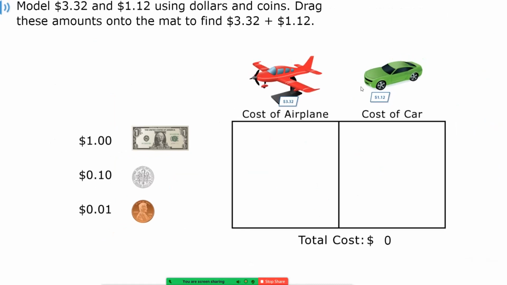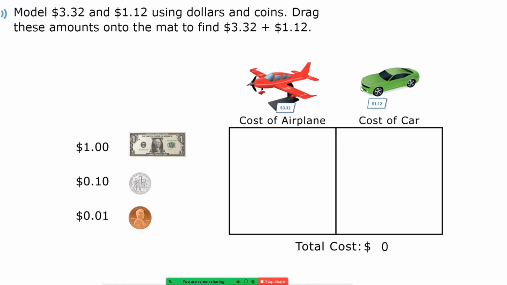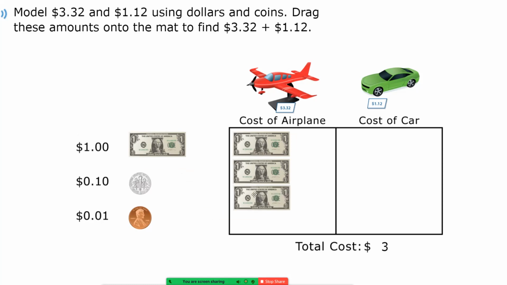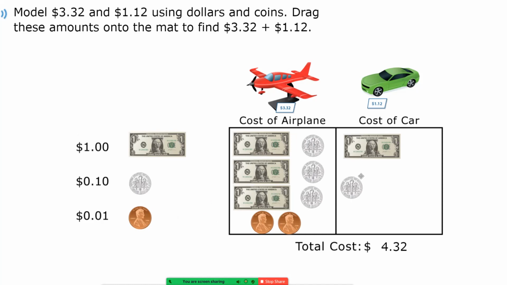Okay, now, so let's go ahead and start putting these together. So we know that the airplane was $3.32. So you can see over here at the bottom, it's starting to add up the amounts that I put. So $3, and there's 2 dimes, 3 dimes, and 2 pennies. So now we have $3.32, and the car was $1.12. So here's my $1, my nickel, or sorry, my dime.